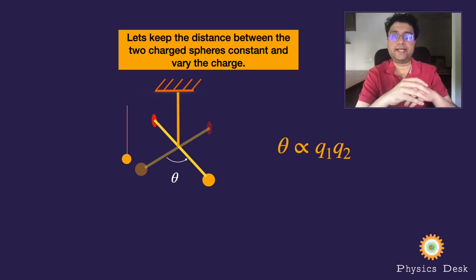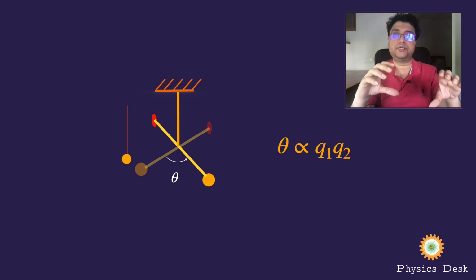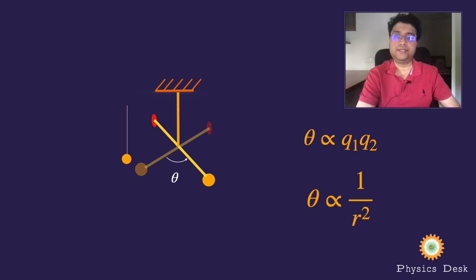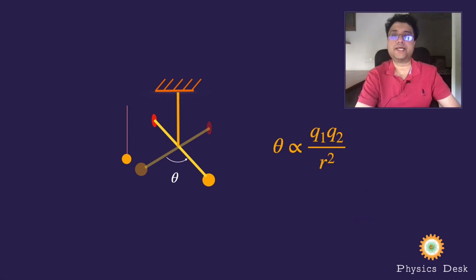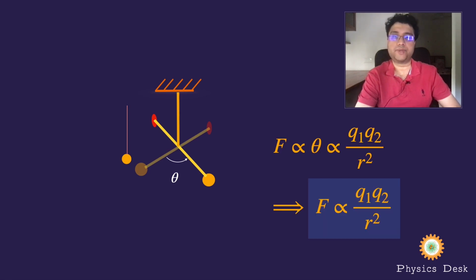In one case, let's keep the distance between the two charged balls constant and vary the charge. For each charge you find that theta is proportional to the product of the charge magnitudes: theta is proportional to Q1 into Q2. In the second case, let's keep the charge magnitudes constant and vary the distance between them. We find that theta is proportional to 1 by r square. So combining, theta is proportional to Q1 Q2 by r square. That proves the law practically, that is, F is proportional to Q1 Q2 by r square, because F is proportional to theta.